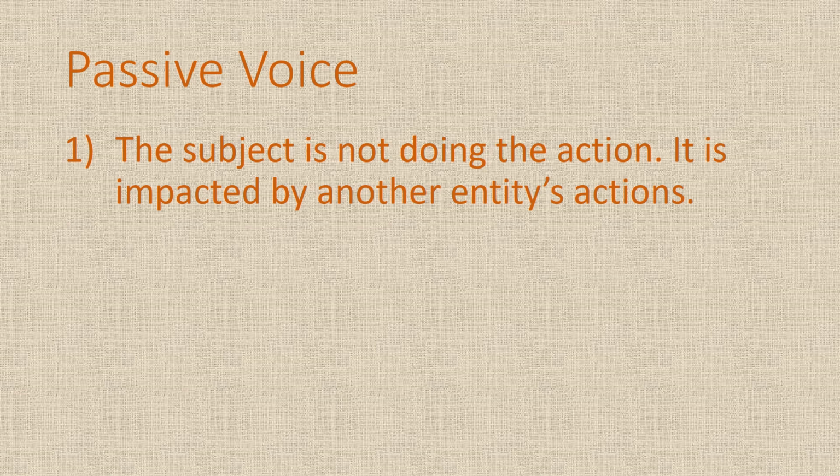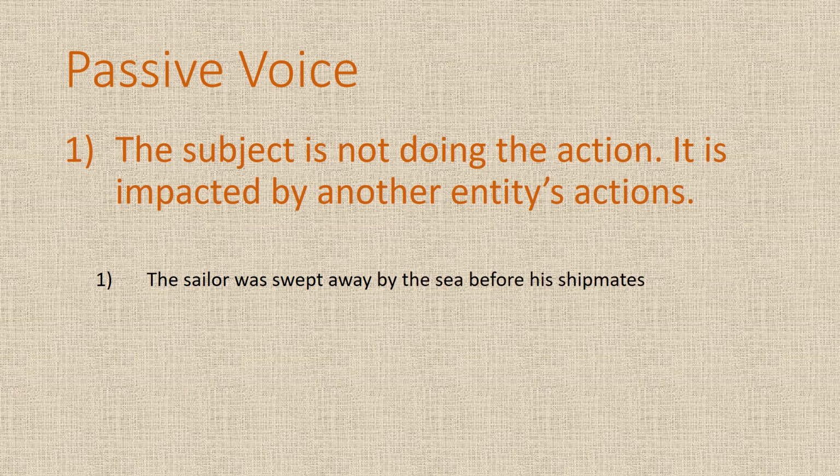Here are a couple of examples for you to consider. They're written in the passive voice, and later we will be switching them around so that they're in the active voice. So the first example is, the sailor was swept away by the sea before his shipmates could rescue him. In this case, we have the sailor being acted upon by the sea, but the sea is the active agent. So the sea is the subject and the sailor is the object being acted upon by the sea.